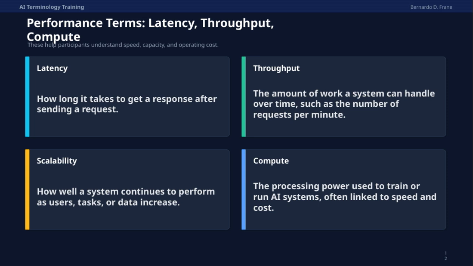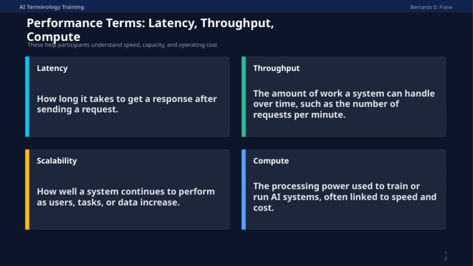This is often linked to how fast the system can operate and how much it costs to do so. Next is scalability, which describes how well a system can keep performing as the number of users, tasks, or data increases. Essentially, it's about whether the system can grow efficiently. Then there's throughput, which measures how much work a system can handle over a period of time, like requests per minute. This gives us an idea of the system's capacity.